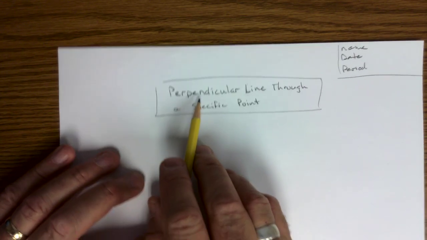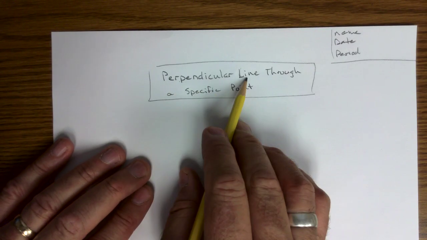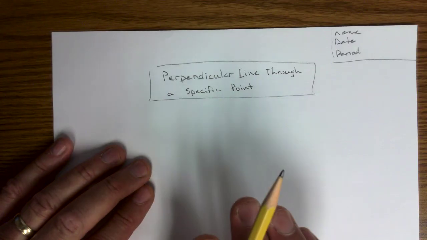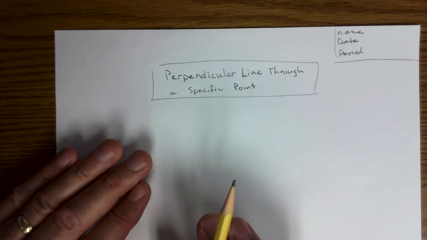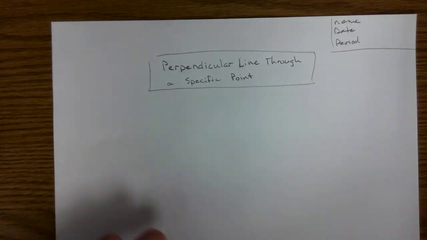And what that implies, without me actually saying it, is we're going to draw a line that is perpendicular to another line. You can't have a perpendicular line all by itself. Perpendicular describes a line's relationship to another line. Okay. So just a little side note.